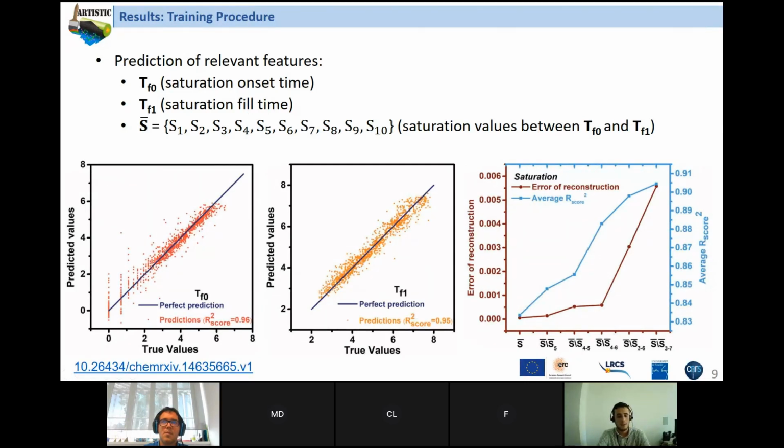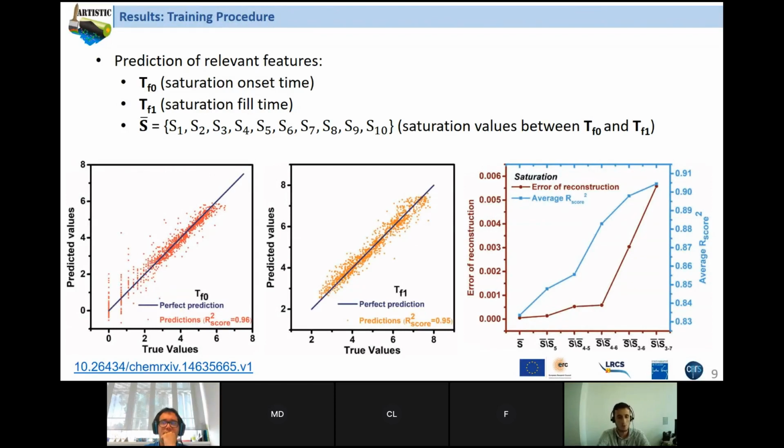However, we found that if we wanted to predict all these points, the average R-square value that we obtained was not as good. So you can see here on the left side of this graph the average R-square value if we are trying to predict the full saturation value set. And we see that the average R-square value was around 83%. So it's still good, but it's not as good as we want, especially when comparing to the other two predictions.